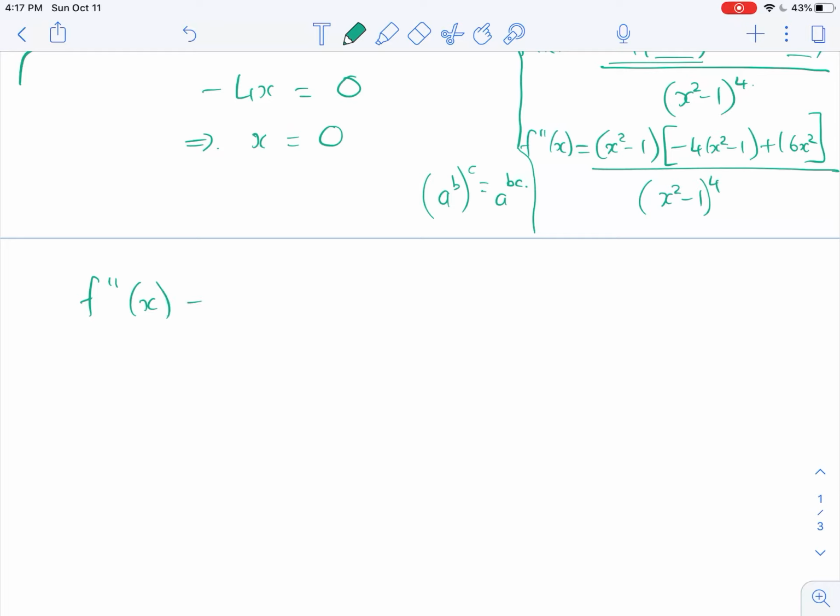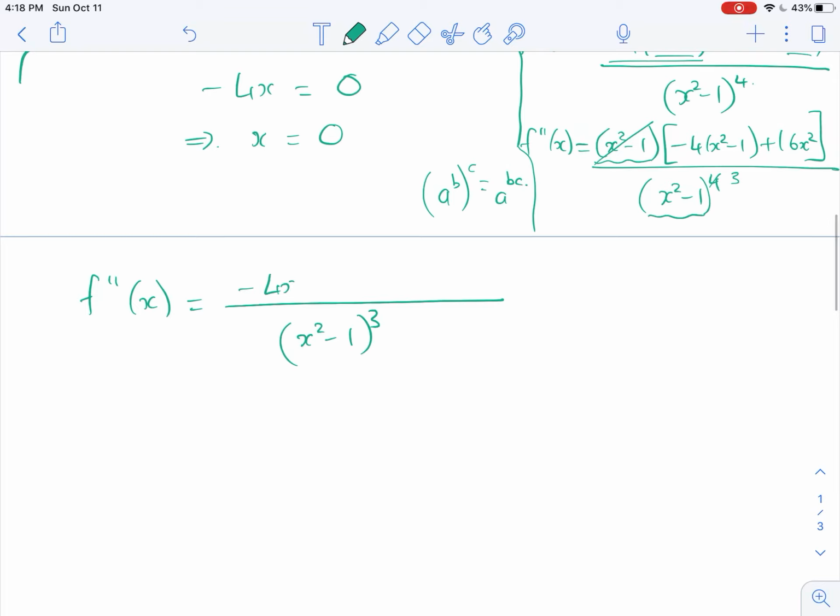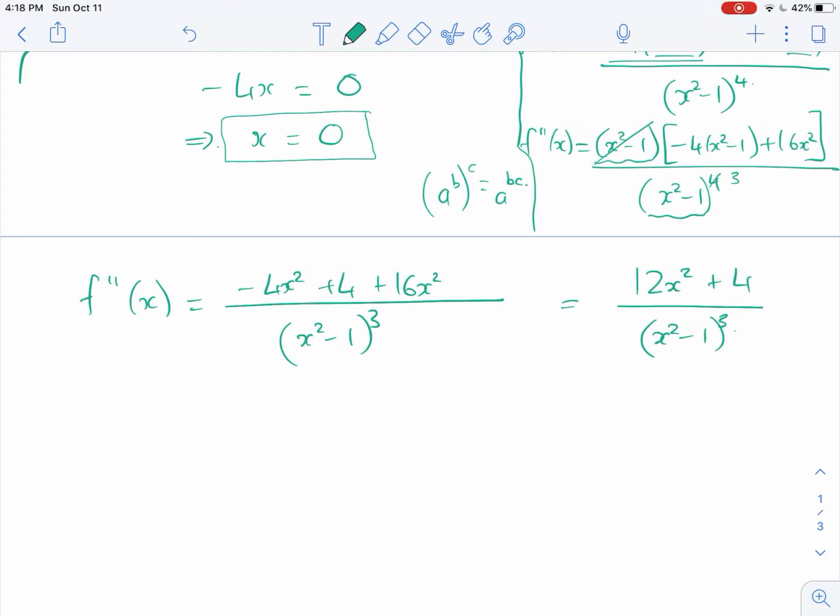Tidying once again, we have the second derivative equal to x squared minus 1 above, x squared minus 1 to the power of 4 below. We can cancel the one above with one of the ones below. So we end up with x squared minus 1 all cubed. And inside the bracket we have minus 4x squared plus 4 plus 16x squared, which is 12x squared plus 4, all over x squared minus 1 to be cubed. There's our second derivative. Now I have tidied it up a bit because we're going to need to know about inflection points, so we're going to need a nice form of it in a moment.